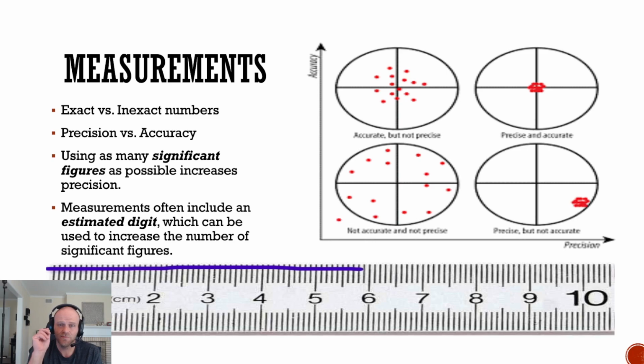Precision is being able to hit the same spot multiple times, right? Your values are very close to each other. Accuracy is how close you are to the actual value, okay? How right or how wrong your values are.